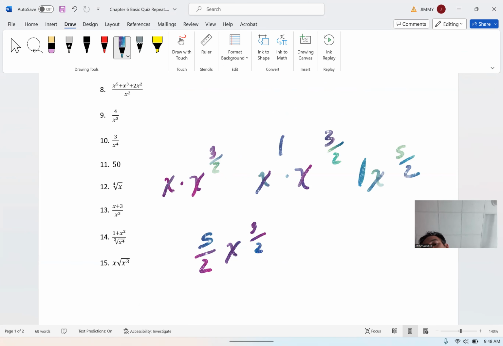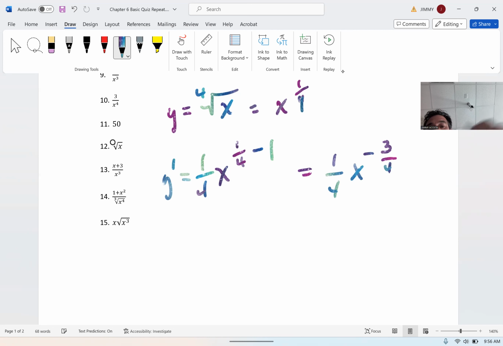So what's 1/4 minus 1? Well, 1/4 minus 4/4. Well, it's negative 3/4. So it equals 1/4 x to the negative 3/4. So that is your derivative. And if you want to make it look a little bit prettier, it's 1/4 fourth root of x to the third, if you want to make it look pretty. Okay, let me go ahead and erase here.